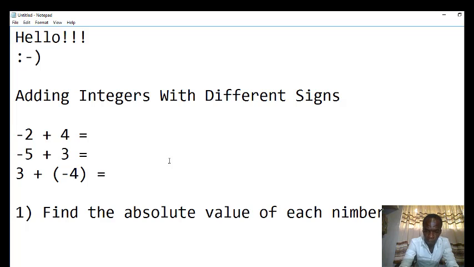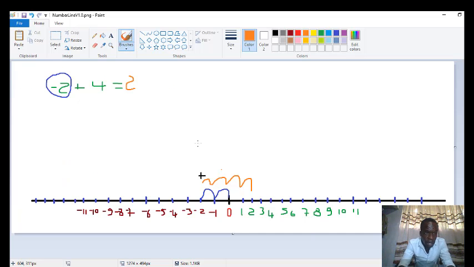This is what we do. We find the absolute value of each number. Then this is what we did with our expression. Then we go there, we say, okay, the absolute value of -2 is equal to what?